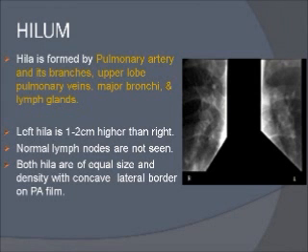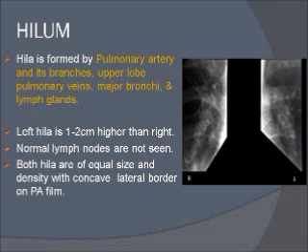Now coming to the hilum. What is the hilum? The hilum is mainly formed by the pulmonary arteries. As they divide from the main pulmonary artery to supply the lung, they form a central density. In the center of the lung we see a density that is called the hilum, and it is formed mainly by the pulmonary artery and pulmonary veins. Although there are other structures like bronchi and lymph glands, the main density of the hilum is formed by the pulmonary artery and vein.